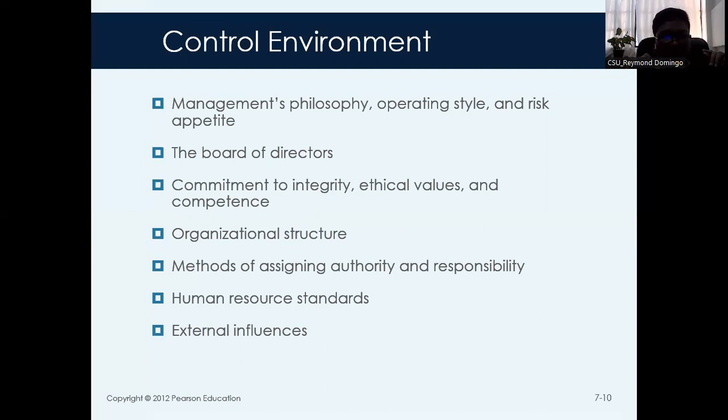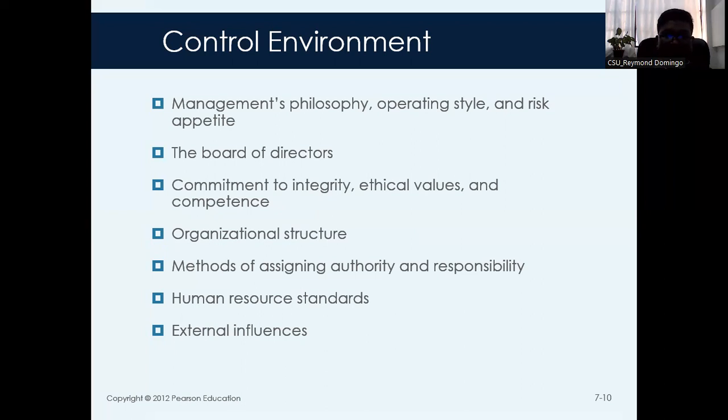Okay, under the control environment, we have also to consider the board of directors. Okay, ano ba yung management strategies nila, yung mga board of directors? Ano ba yung gusto nilang maging direksyon ng business natin? Paano ba nila ini-establish yung goals of the business? Okay? How are they committed to integrity, ethical values, and competence? Ano ba yung perspective nila about integrity, ethical values, and competence?